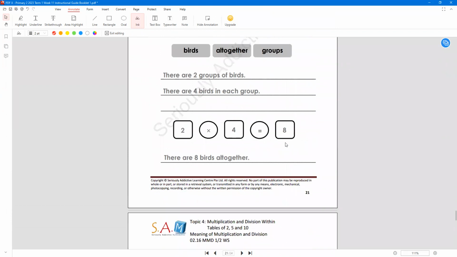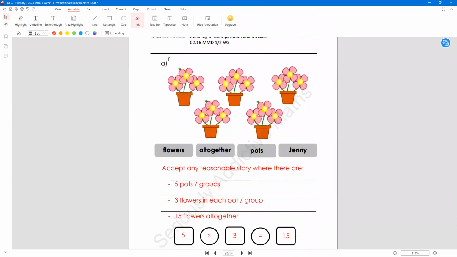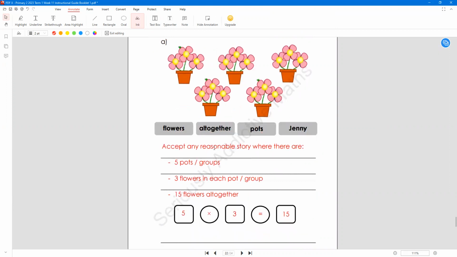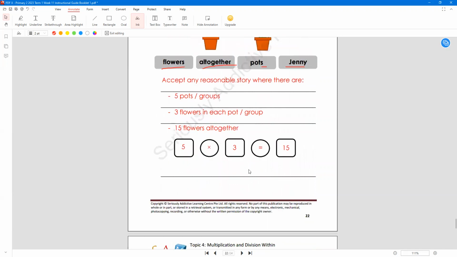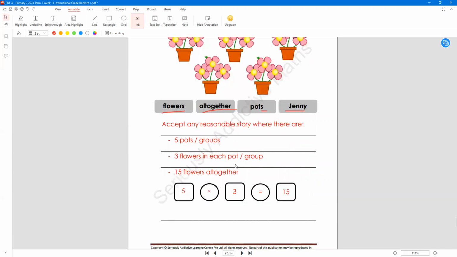Perhaps get them to write a multiplication story so you can guide them along. You can write things like there are 5 pots of flowers, 3 flowers are in each pot, or each pot has 3 flowers. They don't need a question here, so just write a statement. Write the equation, 5 times 3 equals 15. So there are 15 flowers altogether. This line should actually go here, the final statement.